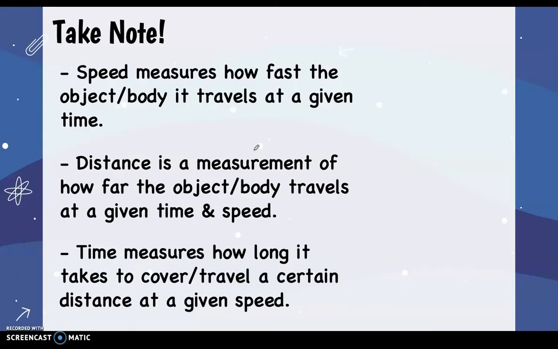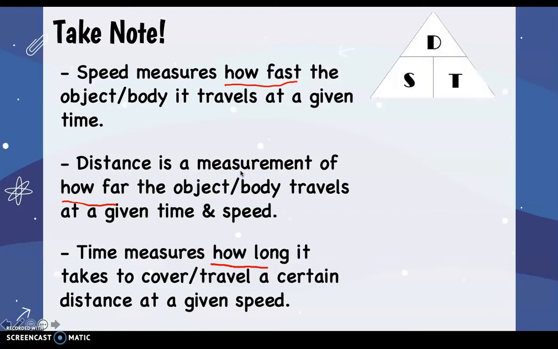at a given speed. So in speed, it answers the question how fast, and for the distance, it answers the question how far, and for the time, it is how long. We can use the triangular chart to analyze their relationship. So this is the triangular chart for speed, distance, time.